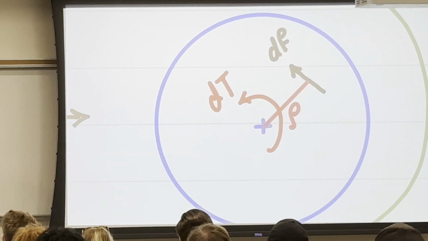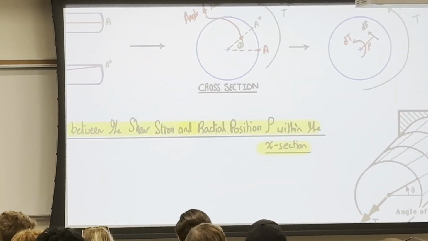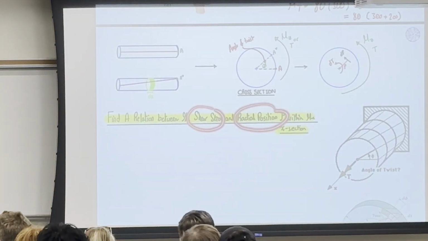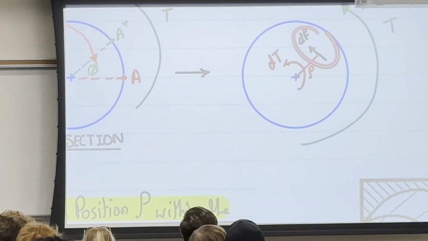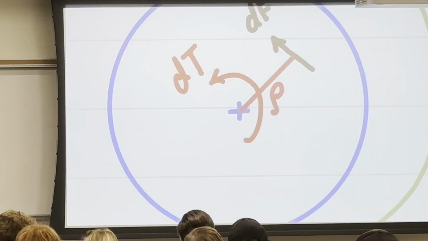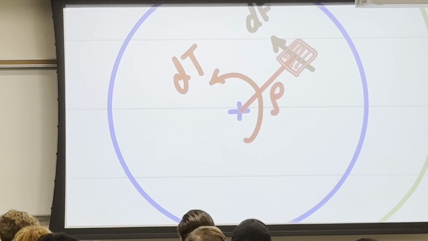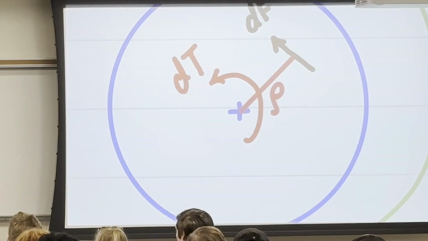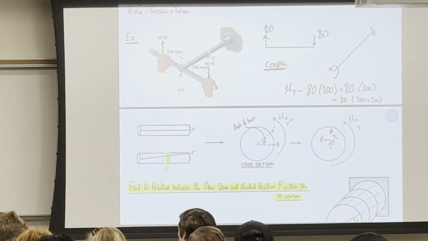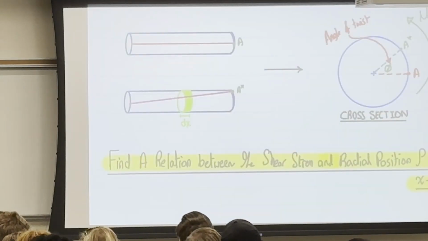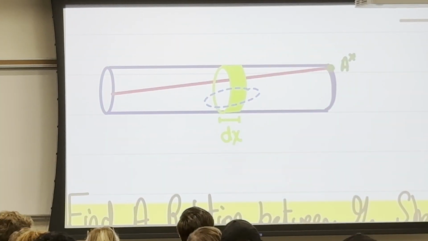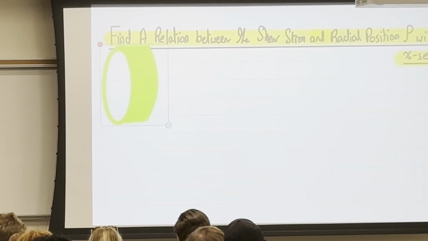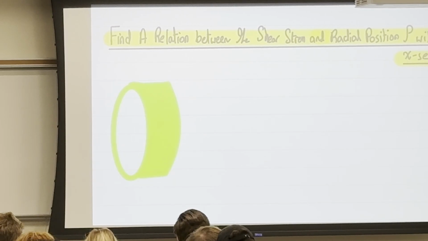So let me derive this if you didn't understand what I'm saying. Let's now find the relation between the shear stress and the radial position rho. So I have dF and I have position rho, and if I divide this dF over the area that I'm taking, I will have the tau. Okay? Force over area. Okay, so let me take this guy out, and I'm gonna copy it.